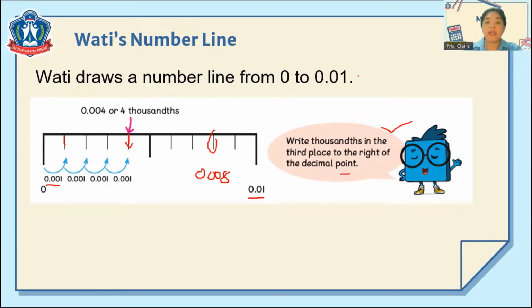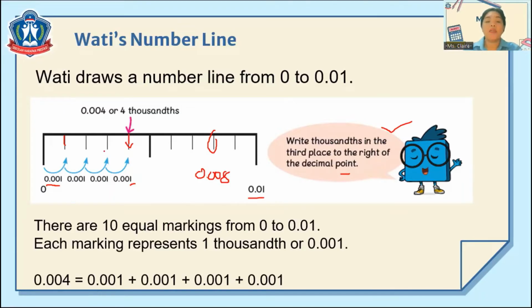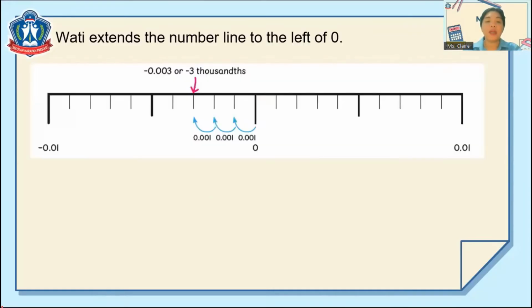Remember this, P6, that when we write thousandths, it is in the third place to the right of the decimal point. So the thousandths digit is the third digit from the decimal point. There are 10 equal markings from 0 to 0.01, and each marking represents one thousandth. So if we have 0.004, we have 4 of 0.001.